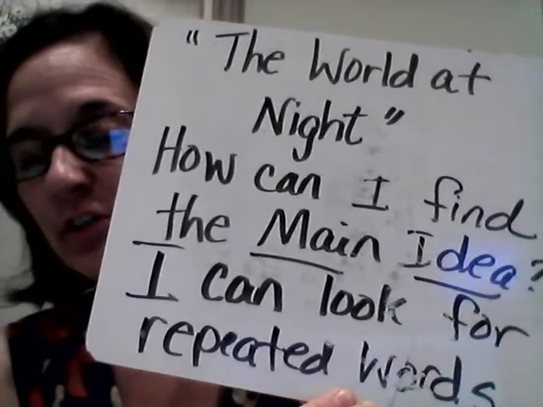I can look for repeated words. So I can always look for repeated words because when an author repeats words, then they're important. And I want to start reading this text, and when I find repeated words, I'm going to mark them. So get a highlighter ready or a marker ready so that you can highlight in your text when you see words that are repeated.